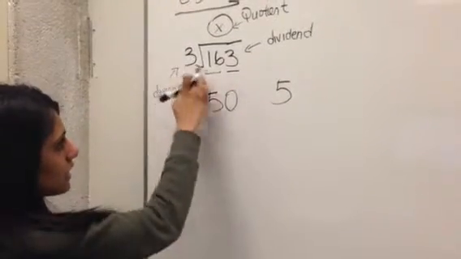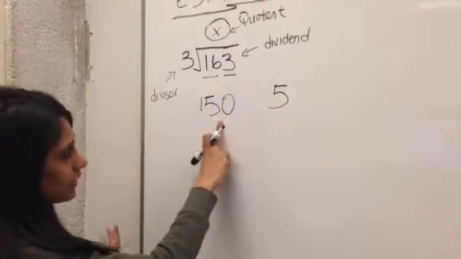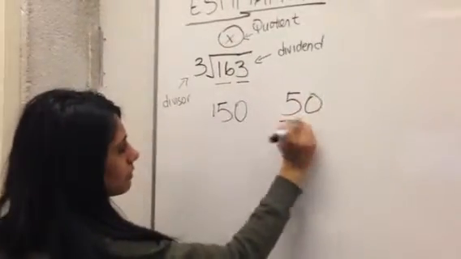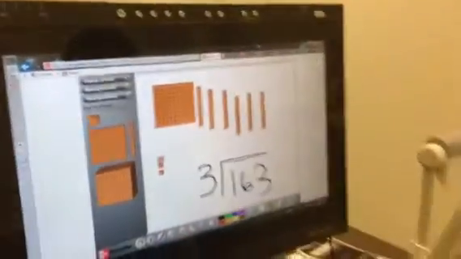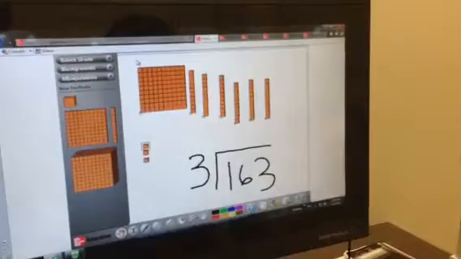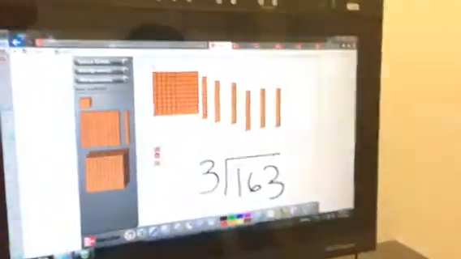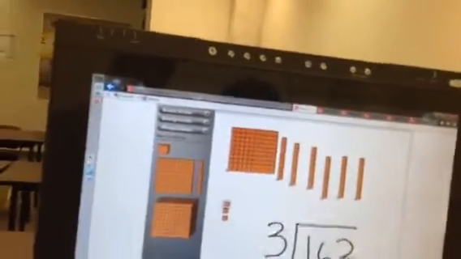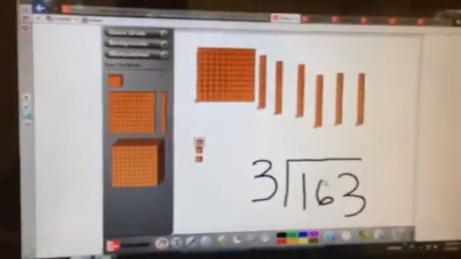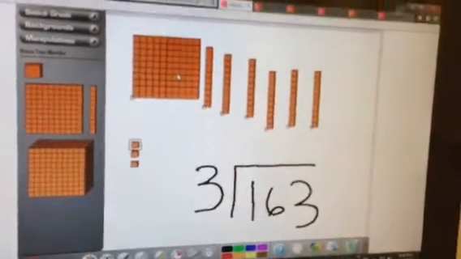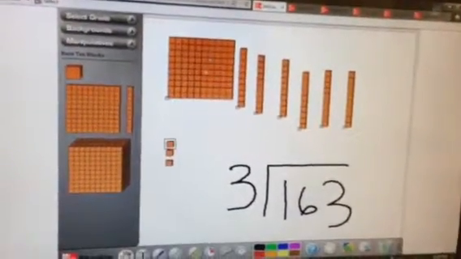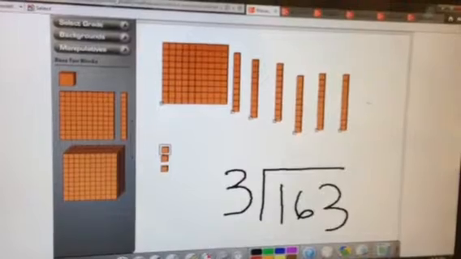So 3 times a certain number would be 150, so it would be 50, and that would be our approximate quotient. Okay, so now that would be the estimation, or the 50. So now I'm going to look at the base 10 blocks. We have 3 as our divisor, 163 is our dividend, and these are the base 10 blocks for 163. So we have 100, 6 tens and 3 ones.